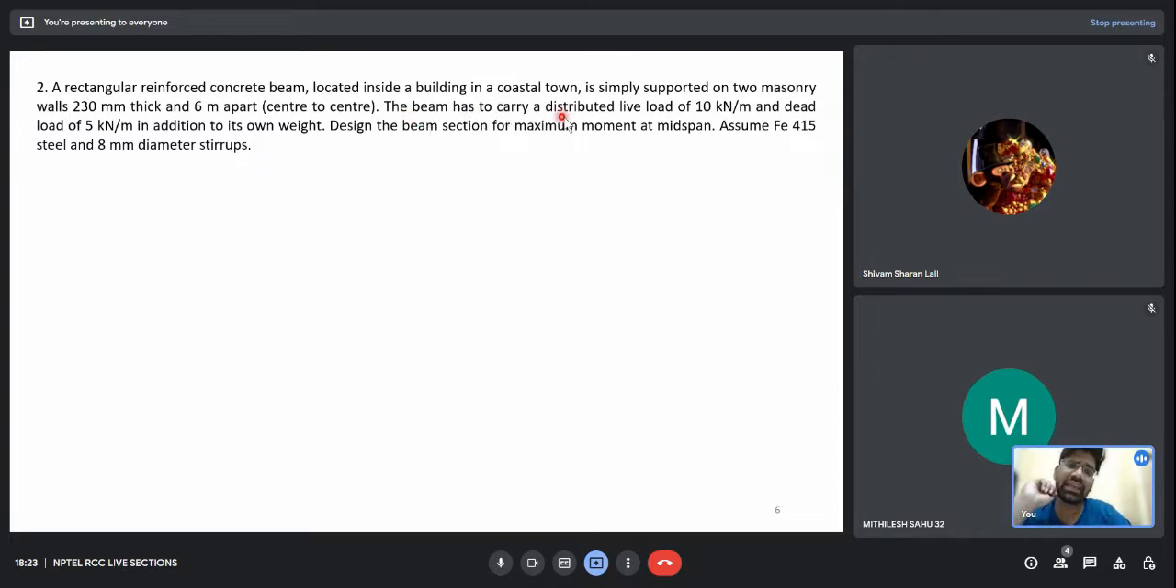Now the beam has to carry a distributed live load of 10 kilonewton per meter and a dead load of 5 kilonewton per meter in addition to its own weight. Okay, so its own weight will be a dead load and 5 kilonewton will be the other dead load, and we have a live load of 10 kilonewton per meter. Now design the beam section for maximum moment at midspan. Assume Fe415 steel and 8 diameter stirrups. So these are all the given data.